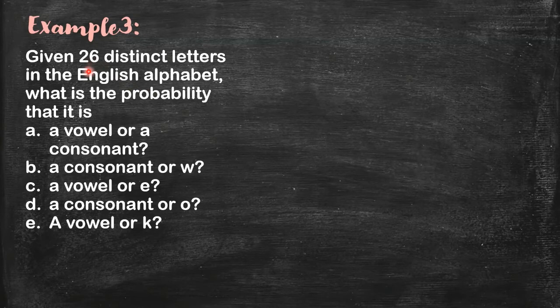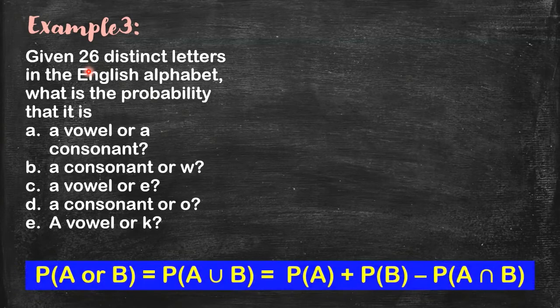Okay, so all we have to do is to recall this formula in getting the probability of the union of two events. Alright? Okay, so sige nga, mag-start tayo sa letter A. What is the probability that a randomly chosen letter is a vowel? Ano yung vowel? That's your A, E, I, O, U. Okay? Or a consonant. Yan yung hindi naman A, E, I, O, U.